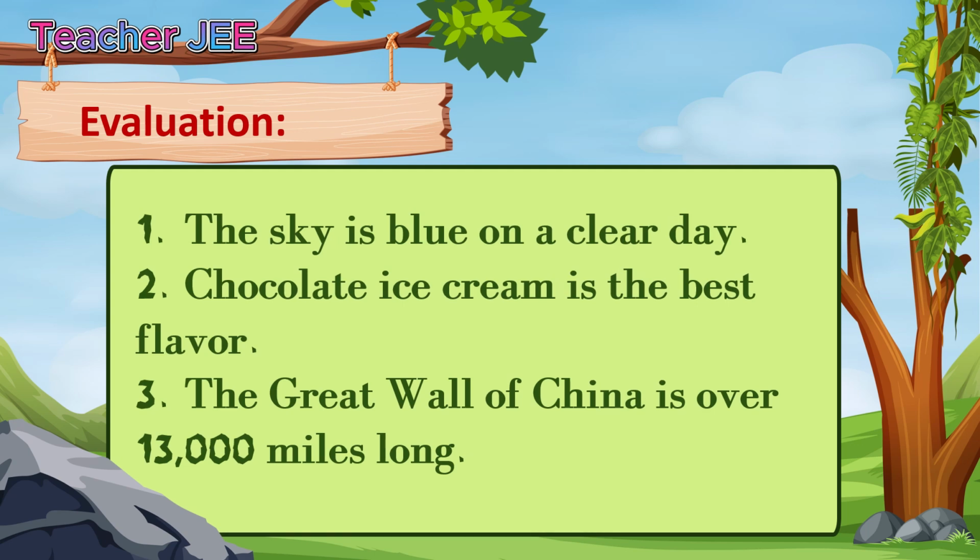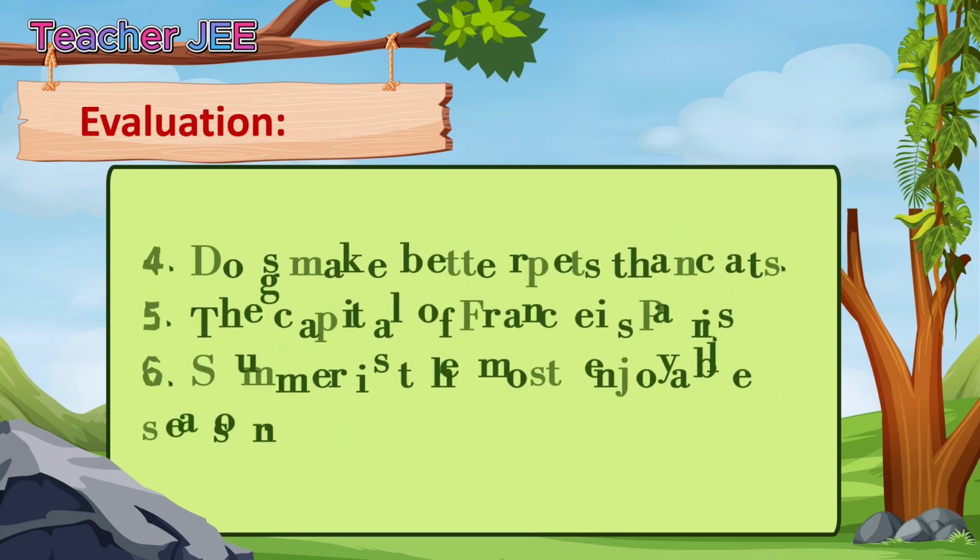Number 1. The sky is blue on a clear day. Is it a fact or opinion? Number 2. Chocolate ice cream is the best flavor. Is it a fact or opinion? Number 3. The Great Wall of China is over 13,000 miles long. Is it a fact or opinion? Pause the video to answer if there's a need to.